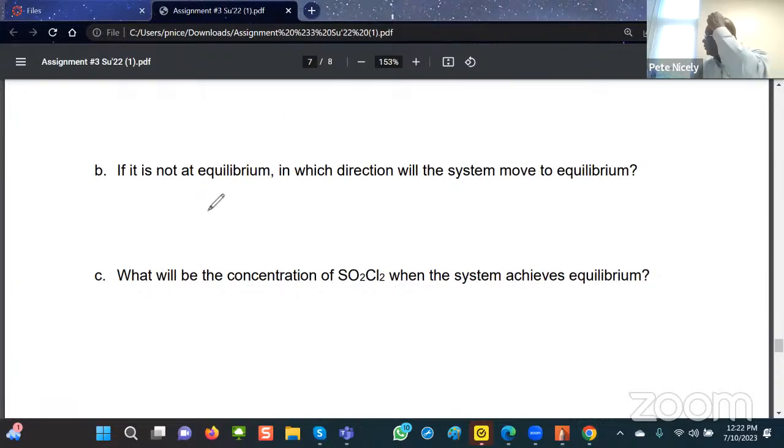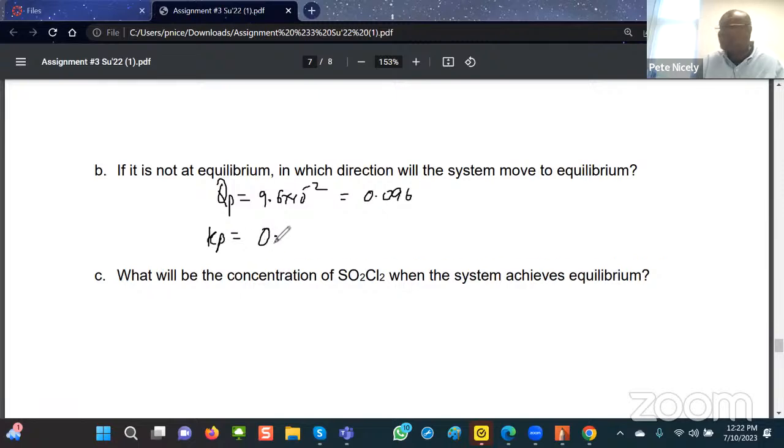And the Kp value is 0.011, right? So which one would be greater? Qp is equal to 9.6 times 10 to the minus 2, which is equal to 0.096, while Kp is equal to 0.011. So that tells me that Qp is greater than Kp. So which direction will the reaction shift?